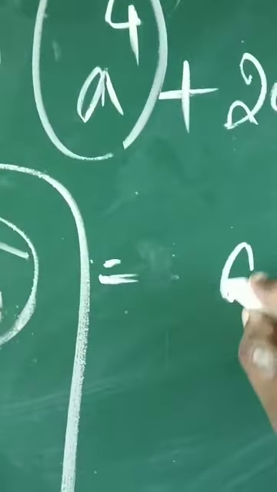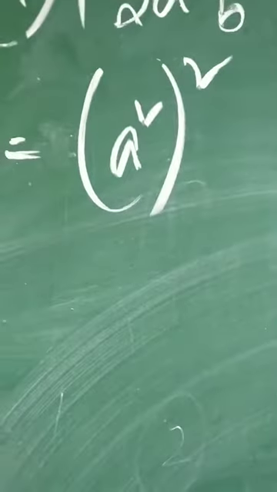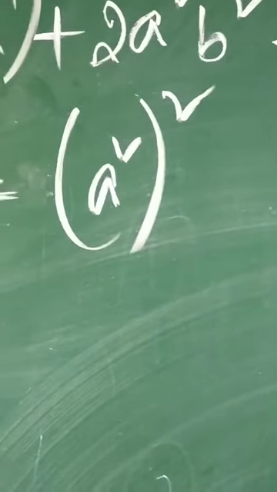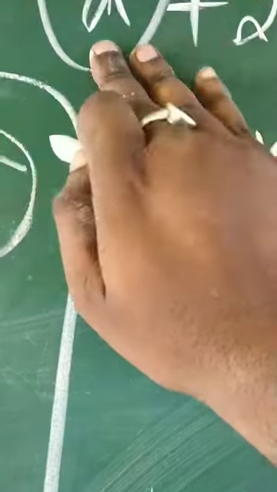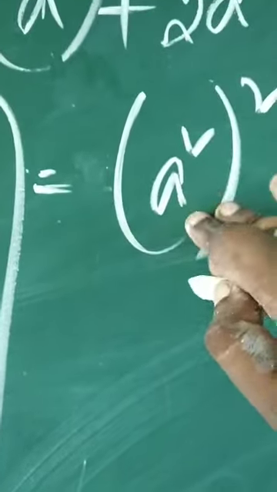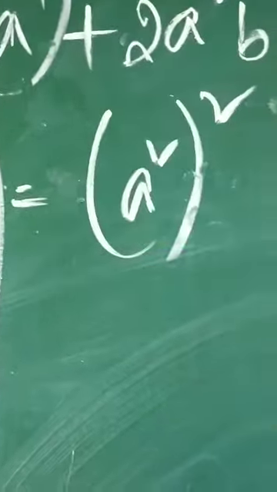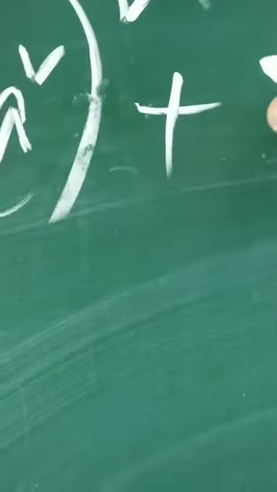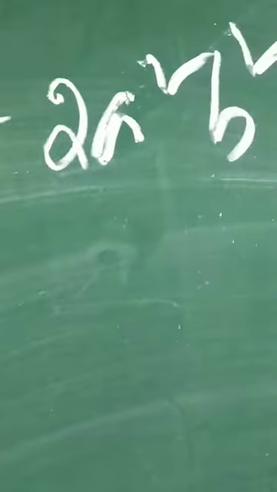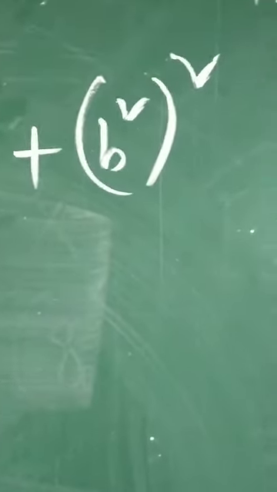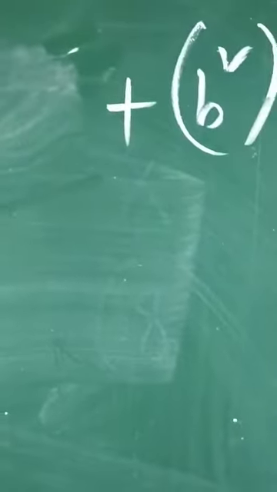A to the power 4, can we write it as a square on square? Yes or no? Yes, we can. If I express a to the power 4 in the form of a square on square, I'll be getting a to the power 4. The square on square results a to the power 4, plus 2a square b square. I'll write it afterwards. B to the power 4 means b square on square. Square on square results b to the power 4, because 2 2s are 4.